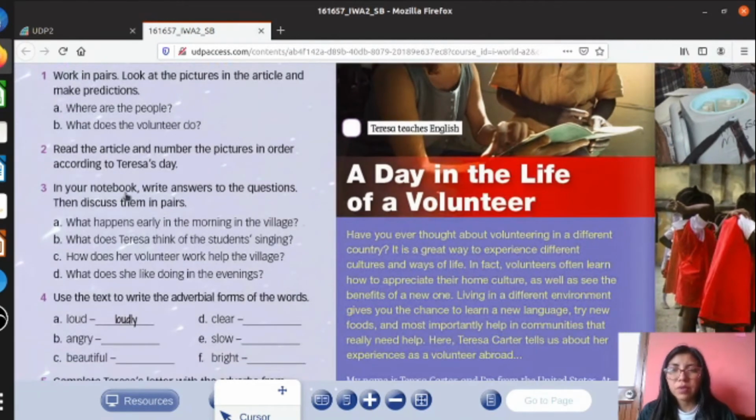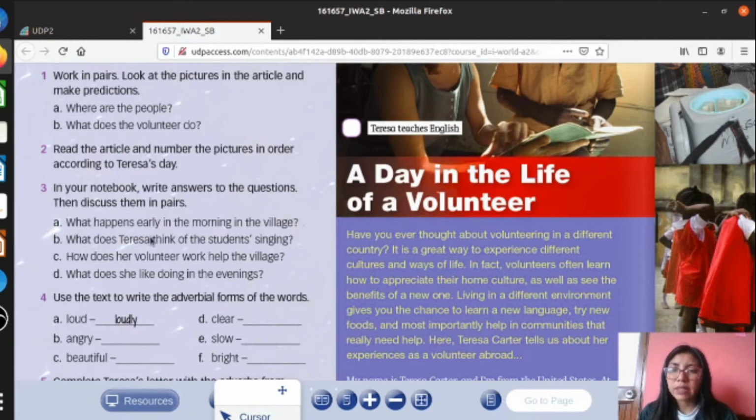In your notebook, write answers to the questions. Then discuss them in pairs. Okay, so we are going to do it together. You are going to write in your notebooks. Usted va a escribir en su cuaderno, or you can use a post-it. Usted puede utilizar un post-it, okay, in order to put your notes, para poner sus notas, okay. So we are going to start.